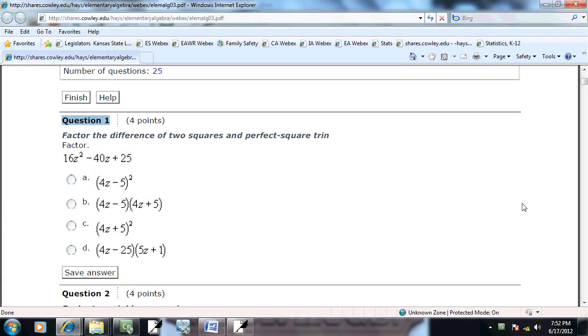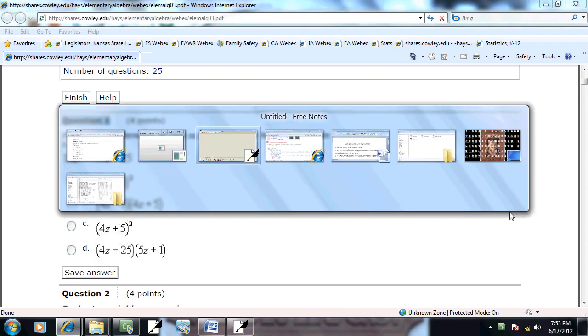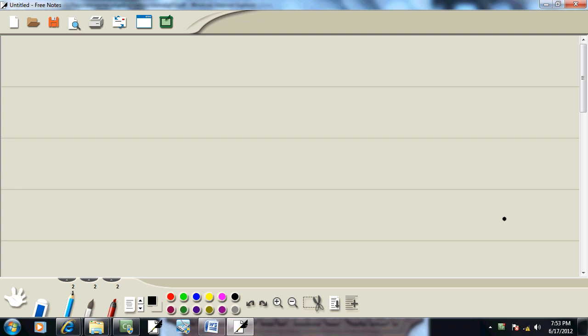Let's take a look at our first problem. It says factor the difference of two squares or perfect square trinomial, and basically just factor. There are two different ways you can do this one.